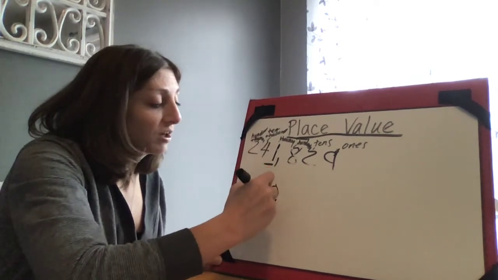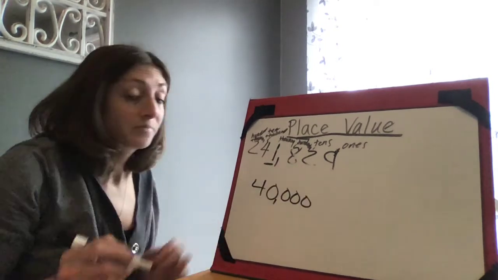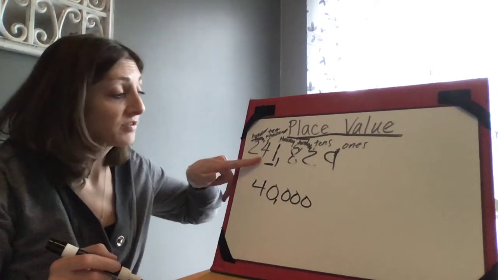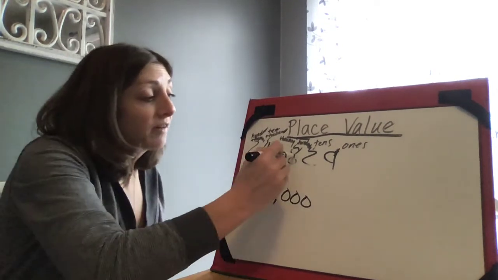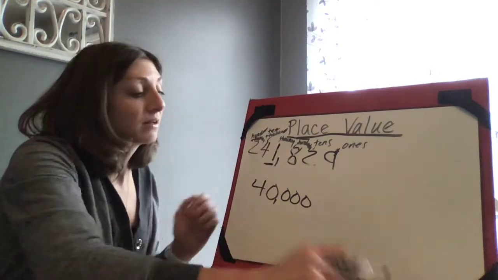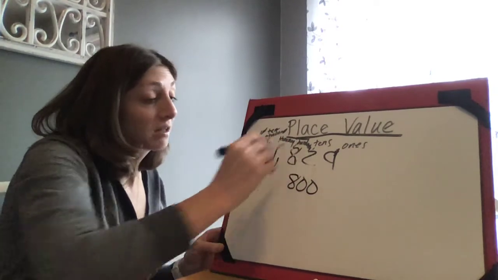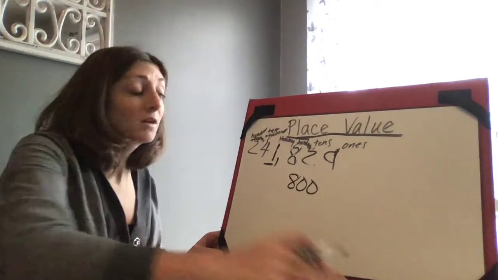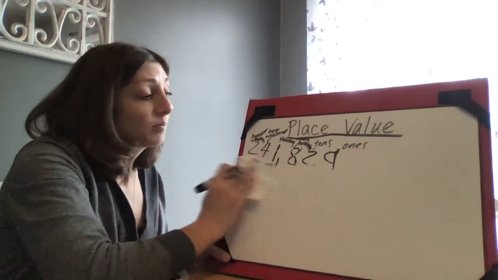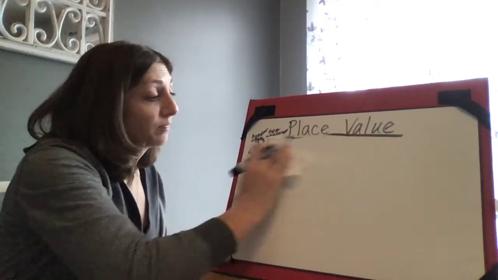It'd be worth 40,000. Okay? That's the 4's value. If I wanted the value of the 8, what would it be? Good job. It'd be 800 because it's in the hundreds position. All right? So that's our place value and our value review.